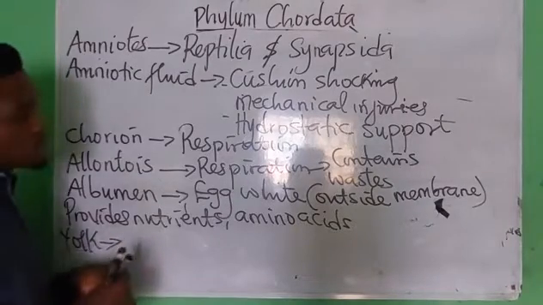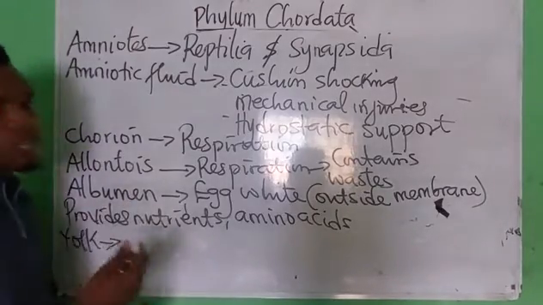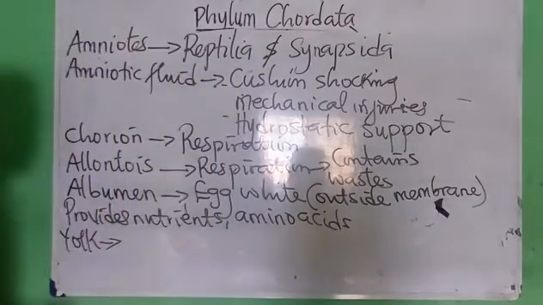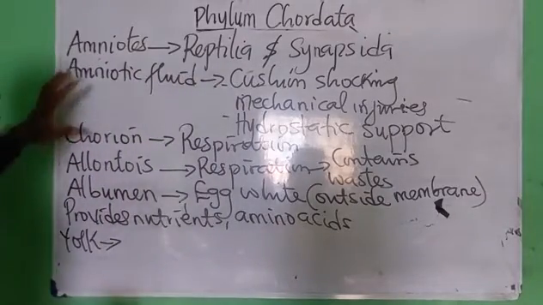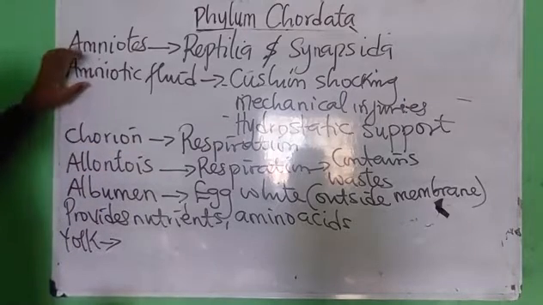Of course, you know what it is. The yolk provides nutrients for the developing embryo. Okay, so please take note of the functions of these mentioned parts of an amniotic egg.